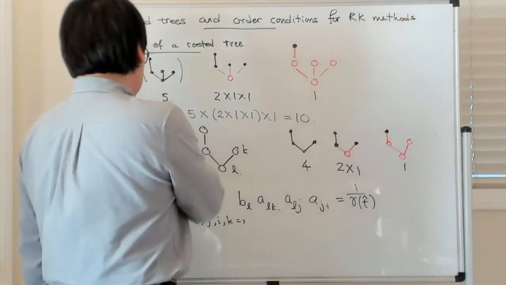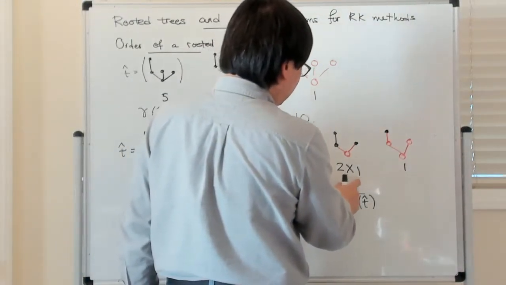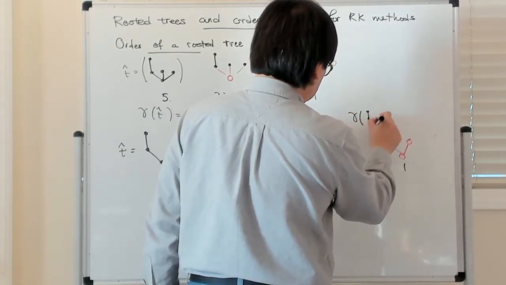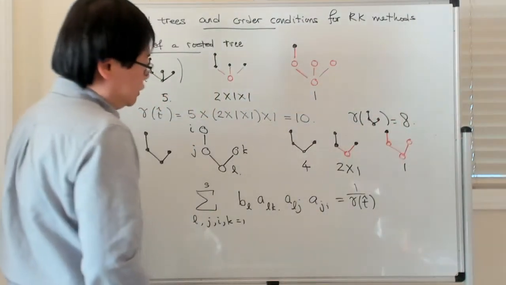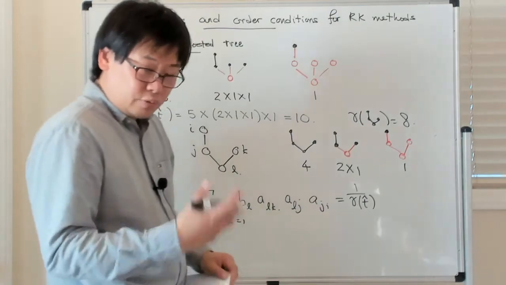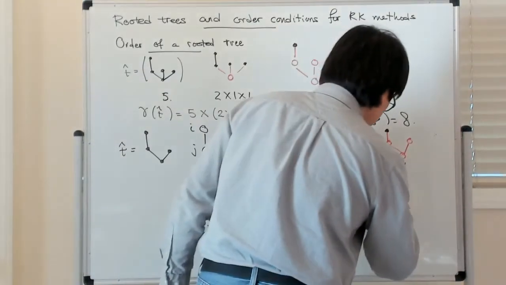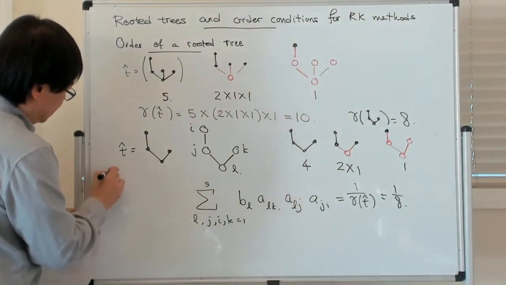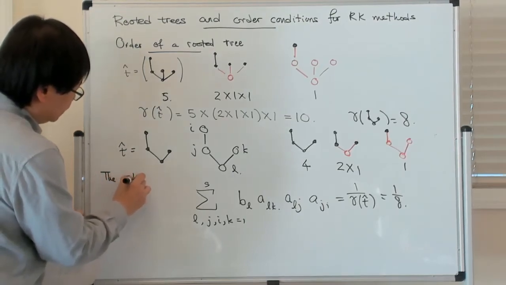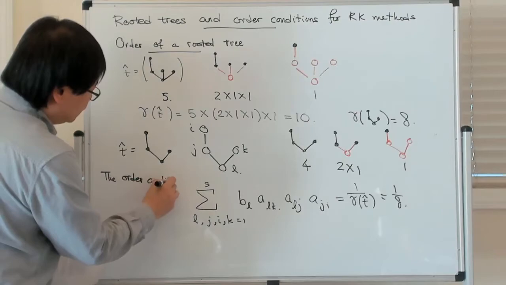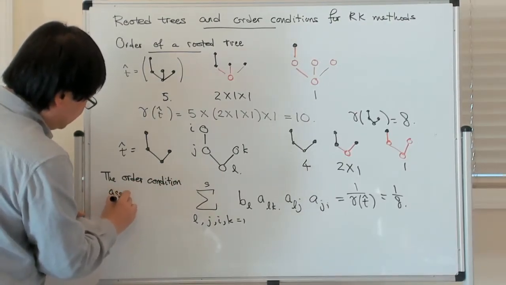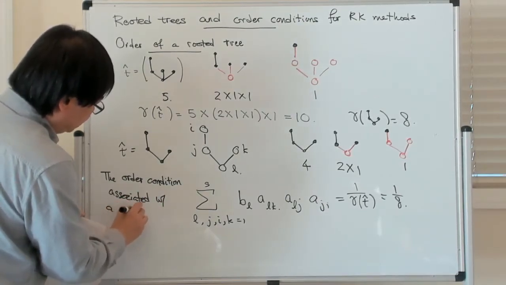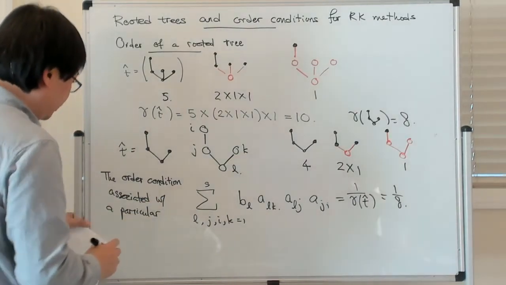So the order of this tree is 4 times 2 times 1 times 1, so this thing is equal to 8. So we want 1 over gamma of this, which is 1/8. This is an example of how you compute the order condition associated with a particular rooted tree.